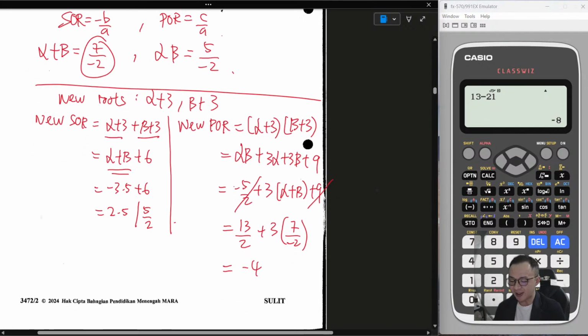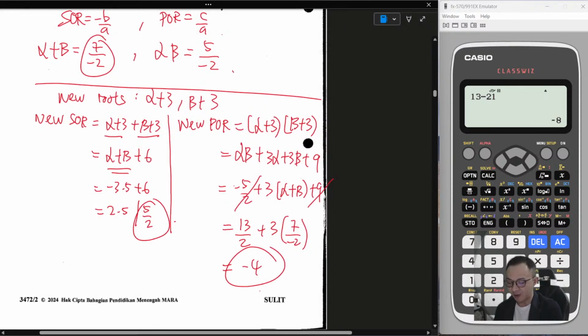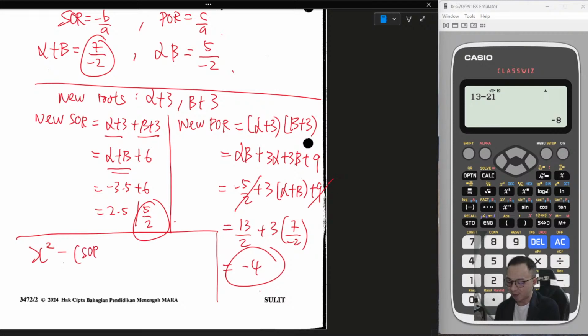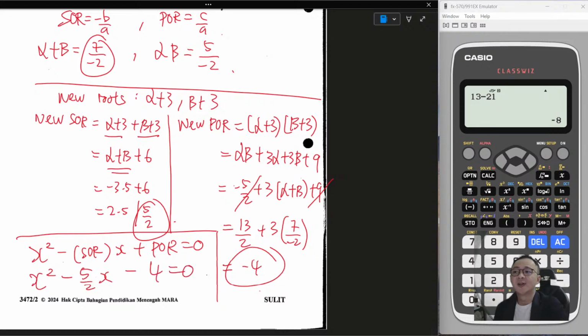Okay, so once I get both of the information, I will form my quadratic equation using this formula. x squared minus sum of root x plus product of root equals to 0. So this is x squared minus 5 over 2x minus 4 equals to 0. By solving this one, I think there's no problem, right? You should be able to straight away get the equation. But normally examiners don't like division by 2, so I multiply 2 for the entire equation. 2x squared minus 5x minus 8 equals to 0.